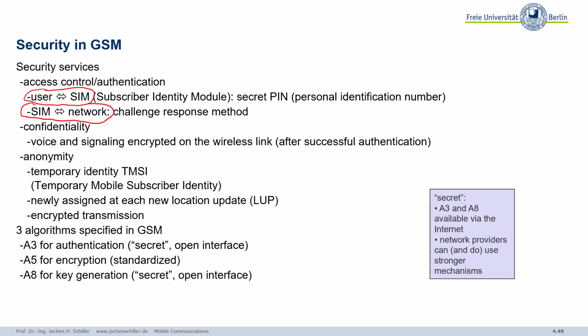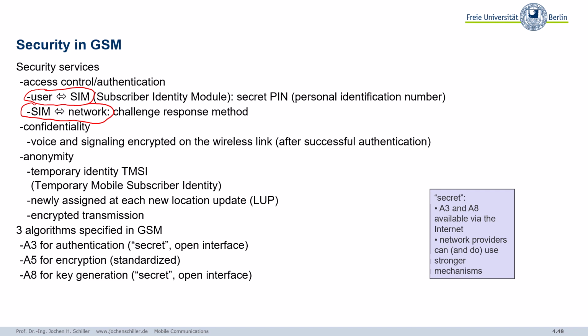What else is important besides authentication? Confidentiality. So voice and signaling is encrypted on the wireless link, not in the fixed network. This is not end-to-end encryption. Why? Well, during system design, the decision was made, why should we make it more secure than, for example, the classical ISDN network? The wireless link is a problem because it's very easy to listen to the wireless link, compared to a wire, but you can also do it with a wire. And so the decision was made, okay, only encryption on the wireless link.